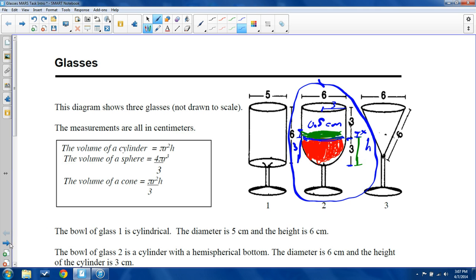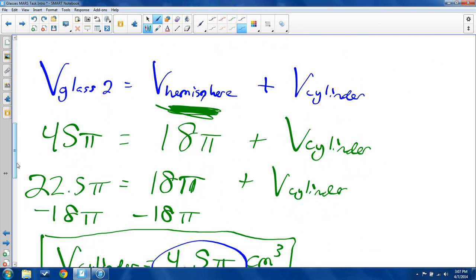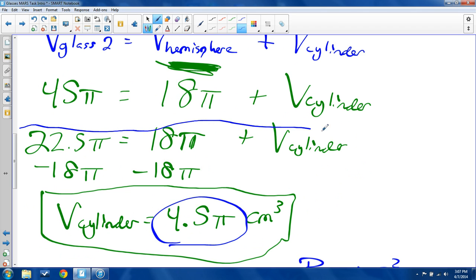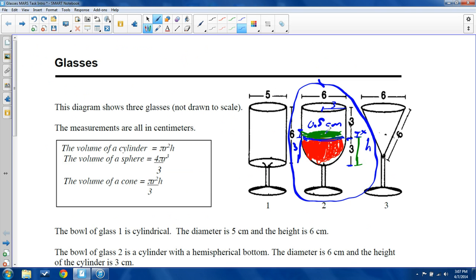To figure out what that is, you go back and you say, all right, if the whole thing's 22.5 pi cubic centimeters of liquid, let's take out 18 pi. Okay, starting right here at this threshold. The 22.5 comes from 18 pi from the hemisphere part, because that's definitely going to be there when you pour it in, plus this unknown. We don't know how much this is. So let's figure it out. Subtract 18 pi from both sides, and the remaining amount of volume is 4.5 pi cubic centimeters. So this amount right here in the green is 4.5 pi centimeters. This part's 18 pi centimeters. This adds up. Both these add up to 22.5 pi.